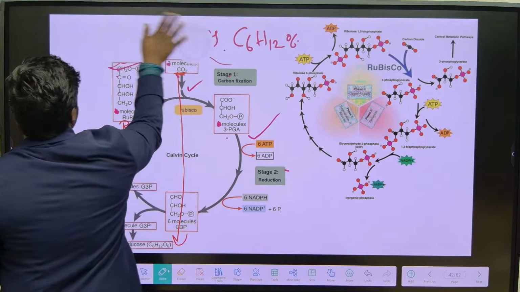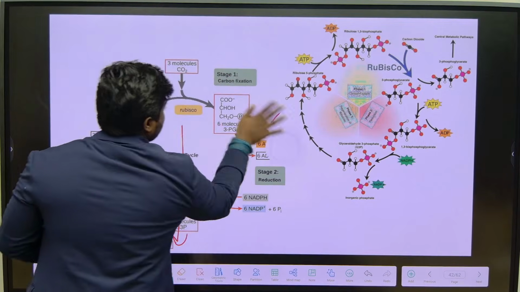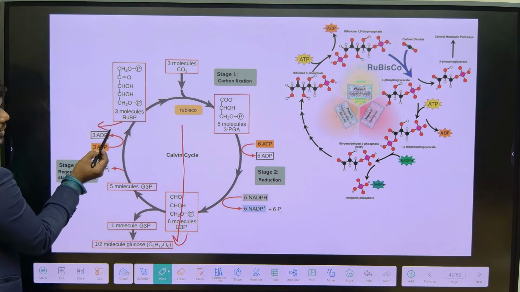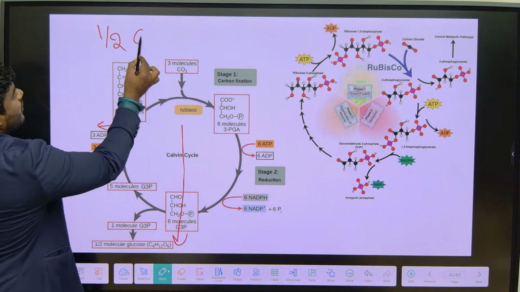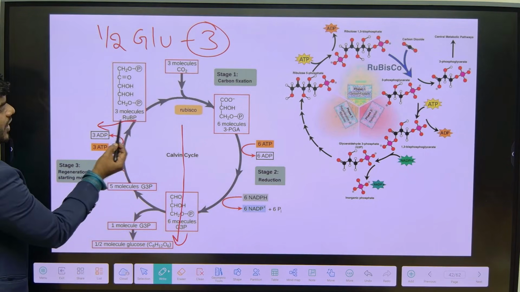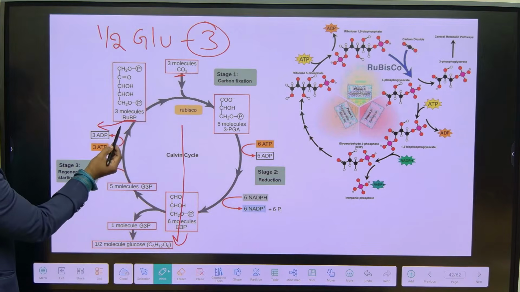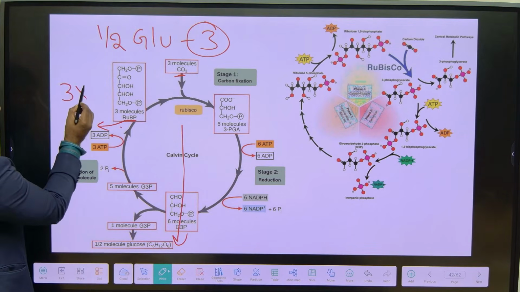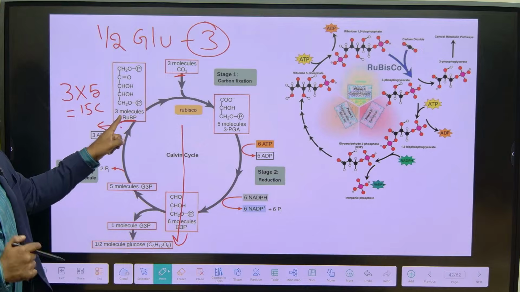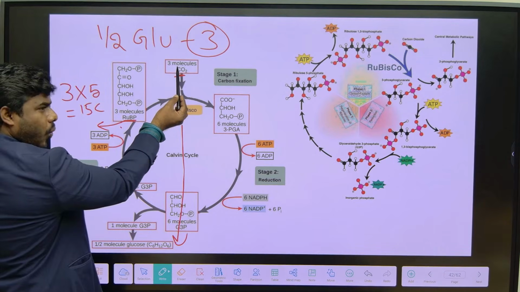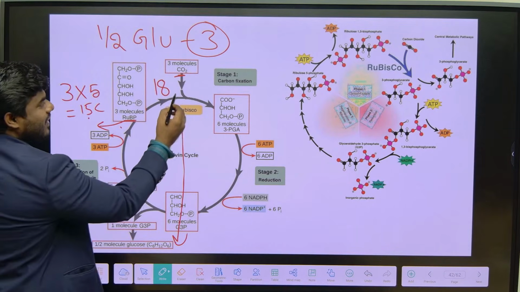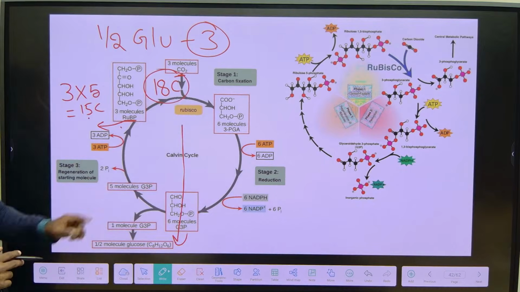So now first we will understand it for 3 times, and we can multiply for 1 molecule of glucose. For 1 round we require 1 RuBP. So let's consider initially half glucose. For half glucose, the cycle has to turn 3 times. So in 1 round we get 1 RuBP and 1 carbon. So in 3 rounds, how many RuBP will we get? 3. So 3 into 5, 15 carbon, because every RuBP is 5 carbon. Every RuBP accepts 1 carbon. So 15 plus 3, how much? 18 carbon.